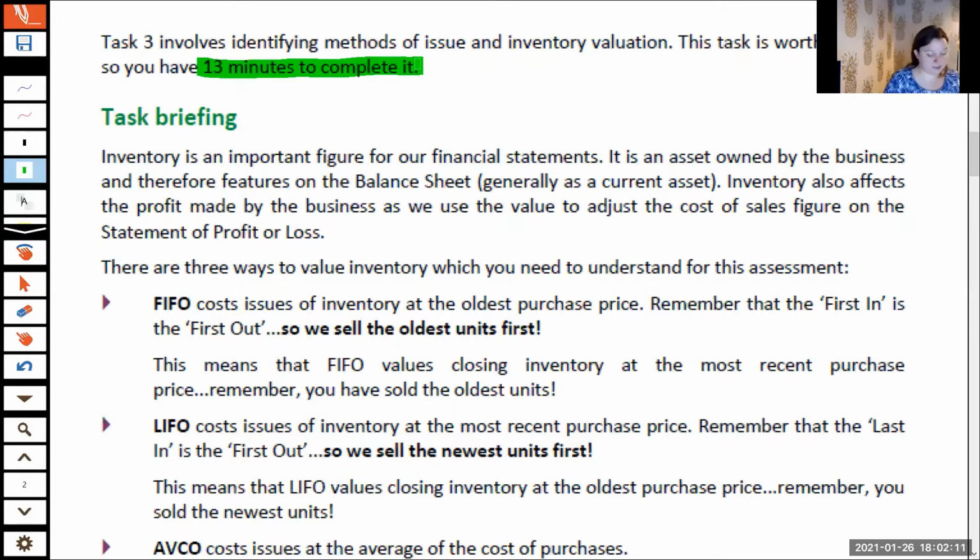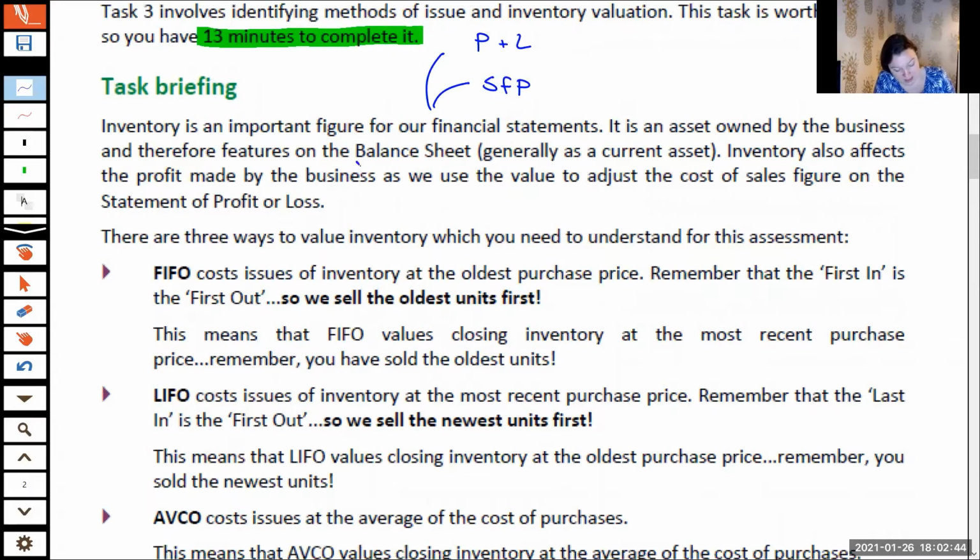So, looking at this task then, the information here starts off and says inventory is an important figure for our financial statements. It absolutely is. And this is because it's in 2 places in our financial statements. It is in our profit or loss account, so it makes up the figures for our profit for the year, and it is also included in our statement of financial position, aka the balance sheet.